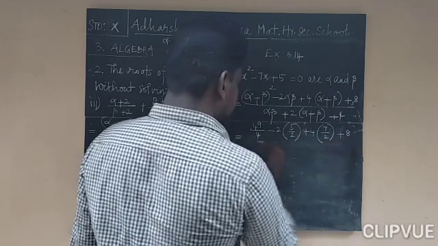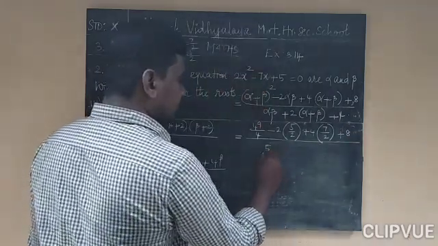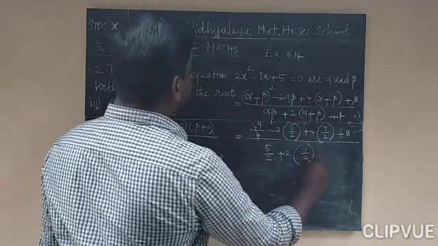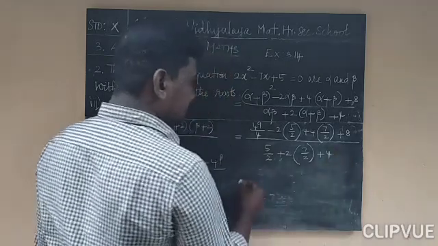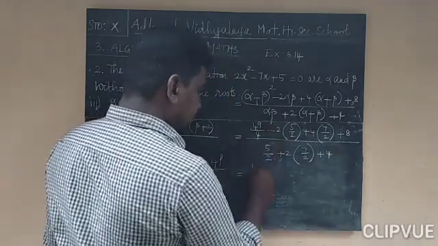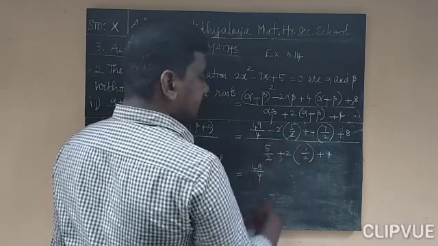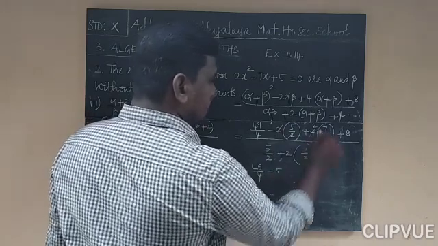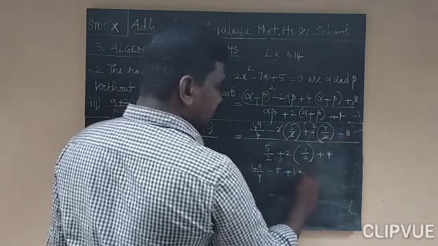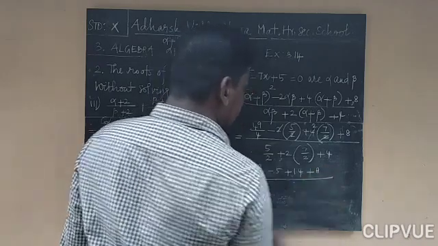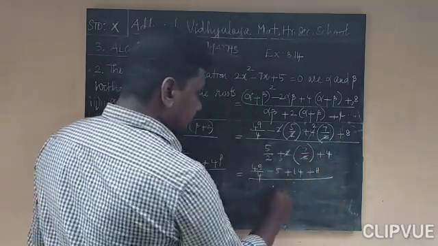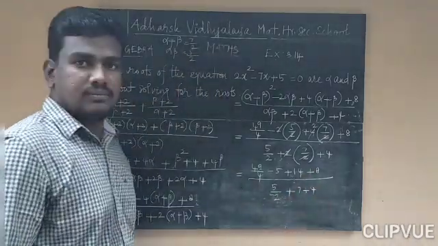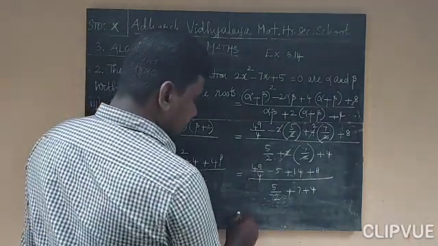Plus 8 whole divided by alpha beta value 5 by 2 plus 2 into alpha plus beta value, that is 7 by 2, plus 4. So 49 by 4, this will be cancelled, like this one time, here 2 time. So minus 5 plus 2 into 7, 14 plus 8 whole divided by, this will be cancelled. So 5 by 2 plus 7 plus 4. Okay? So now we simplify this.